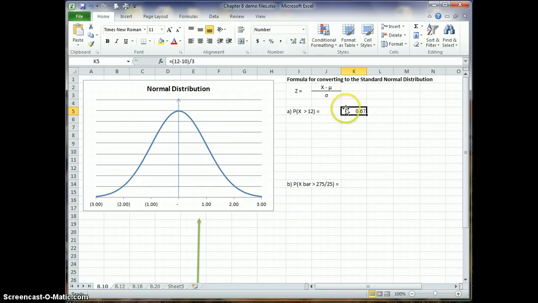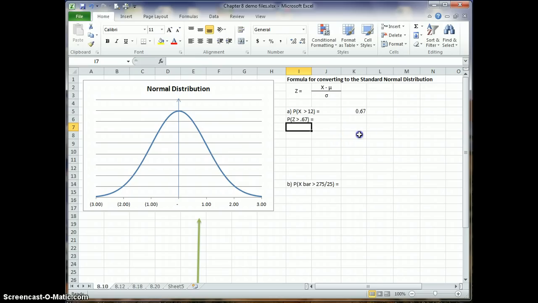It's P for Z greater than 0.67 is equal to.